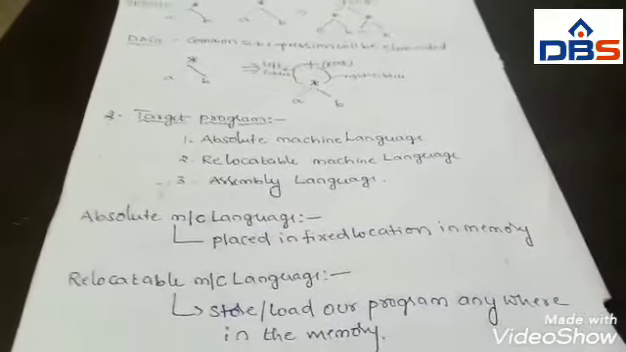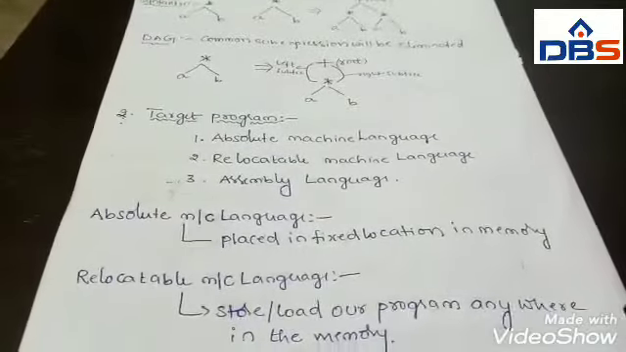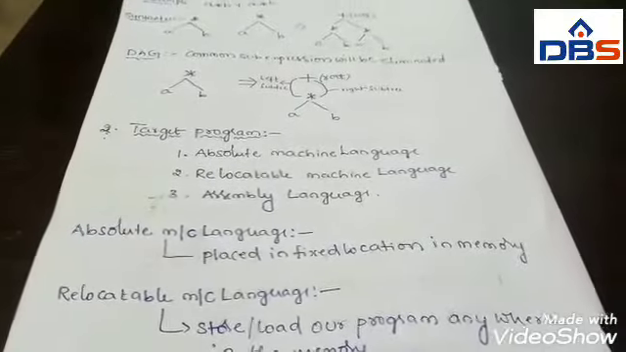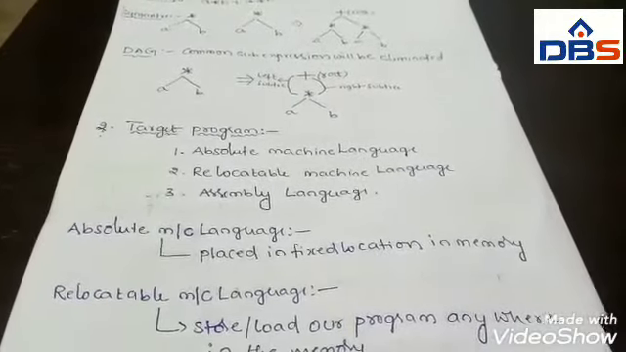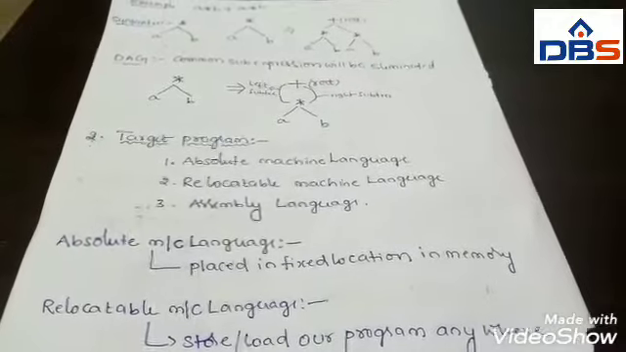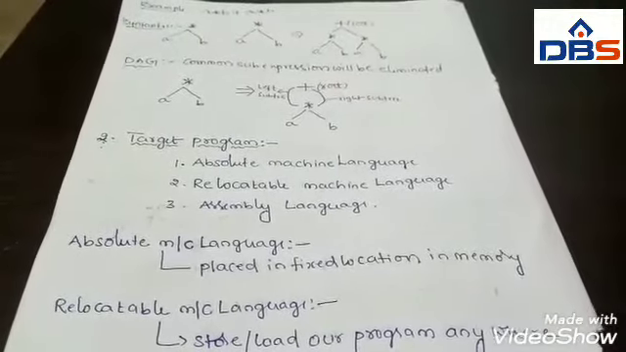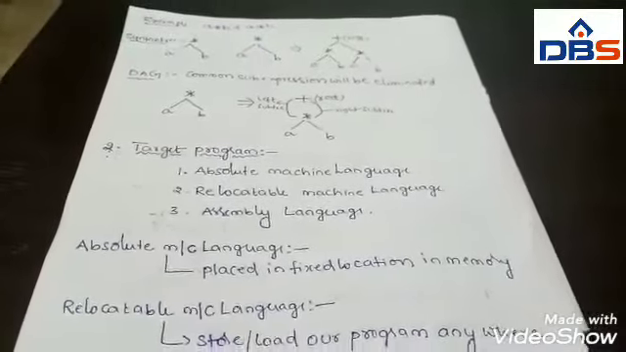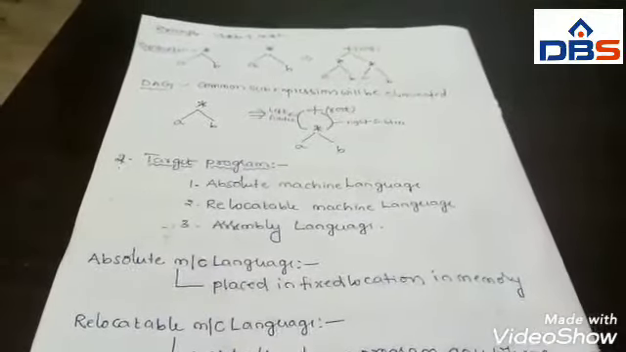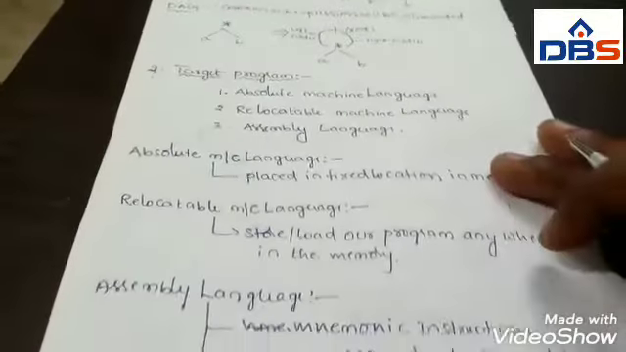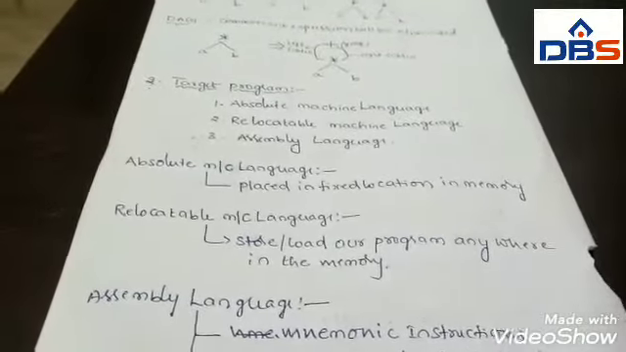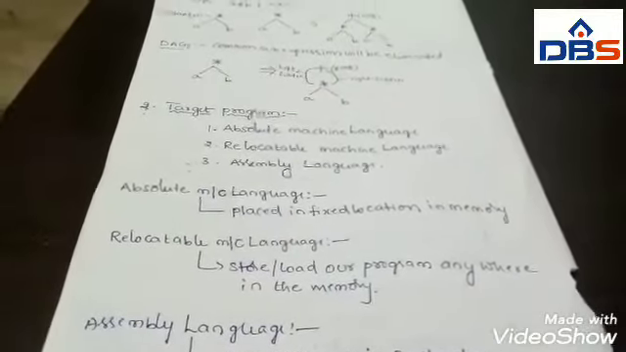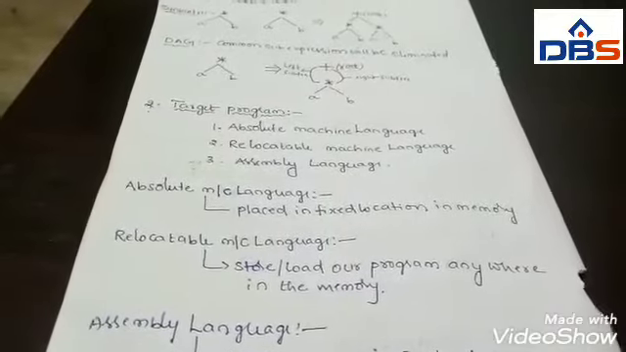See, absolute machine language. If the code generator produces absolute machine language, it can be placed in a fixed location in memory and can be immediately executed, so there is no need to change any address. Generally, if the program is too small, we use this type of absolute machine language. Whereas relocatable machine language means we can store or load our program anywhere in the memory and it can be executed.